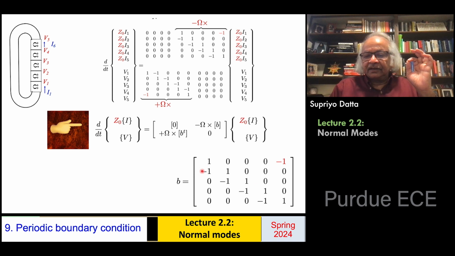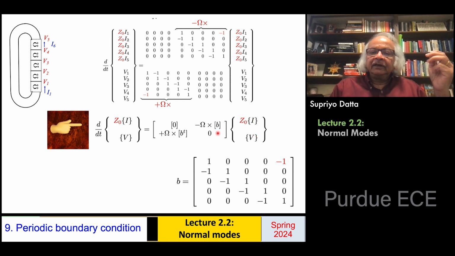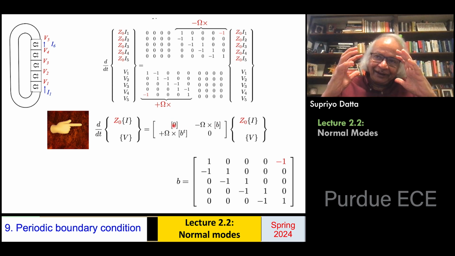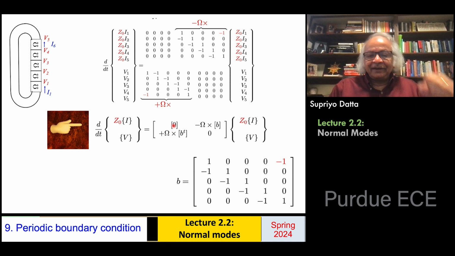1 on the diagonal, minus 1 on the lower diagonal, and then this extra minus 1 coming from the periodic boundary condition. And you'll notice what I have in this block is exactly the transpose of that one. So I have plus omega times the B transpose. So this then is a compact way of writing these equations, where note that these i's and v's are each an n by 1 column vector. This B is an n by n matrix. And what I've written here as 0 is really an n by n zero matrix.